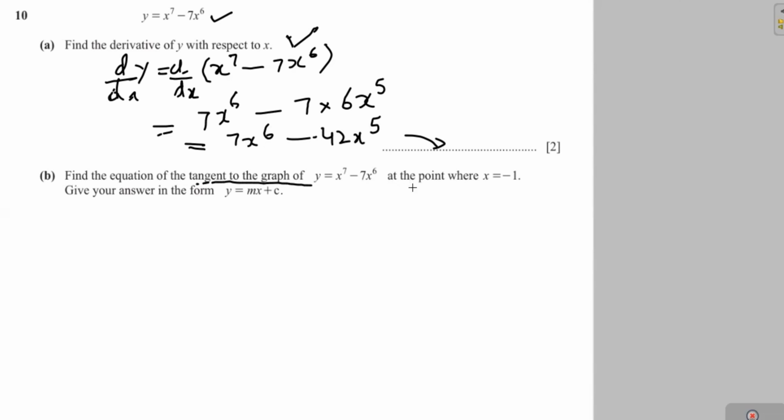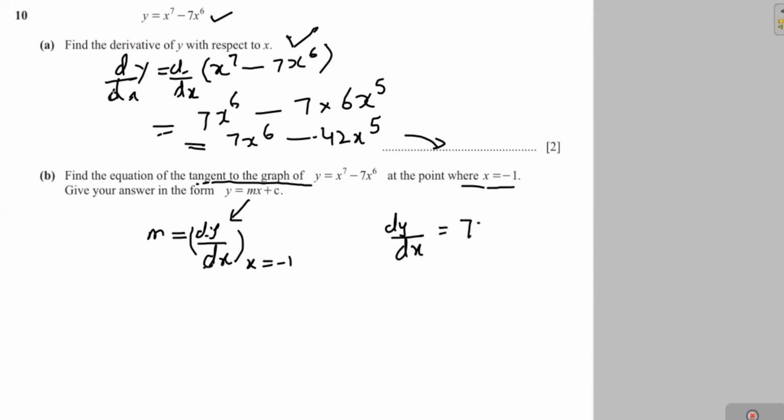Part B, find the equation of the tangent to the graph of y equal to x power 7 minus 7 into x power 6 at the point where x equal to minus 1. Give your answer in the form y equal to mx plus c. Look here, this is the equation of a tangent, y equal to mx plus c. M is the gradient of the tangent, and the gradient of the tangent m equal to dy over dx at the point x equal to minus 1.